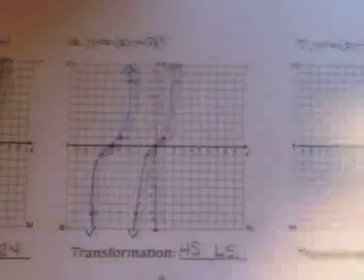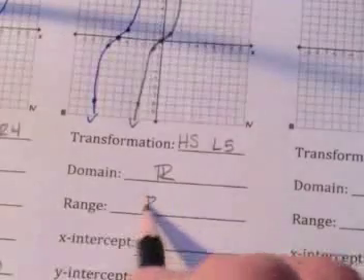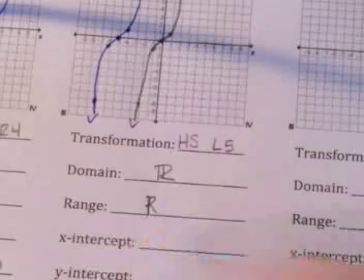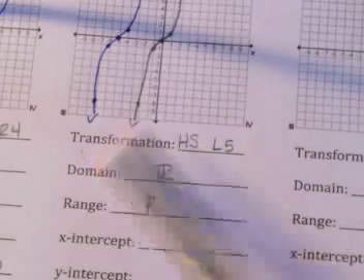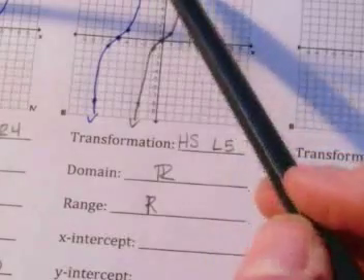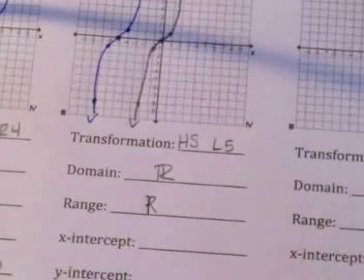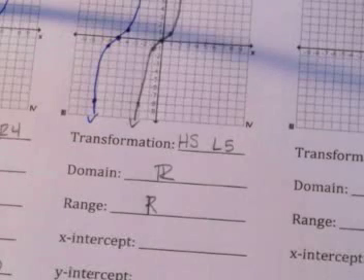Again, I've got a domain of all reals, a range of all reals, and I have a y-intercept I can't see. It's going to happen somewhere way up at the top of the graph, so I'm going to have to do some algebra to solve for it. 0, -5. And why did I plug in 0? Do you remember?